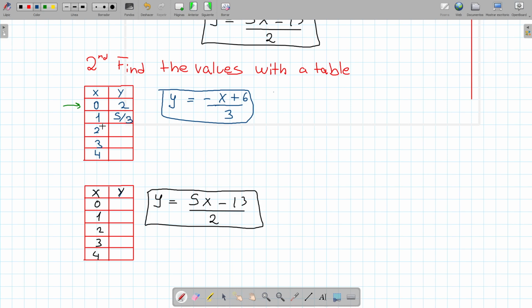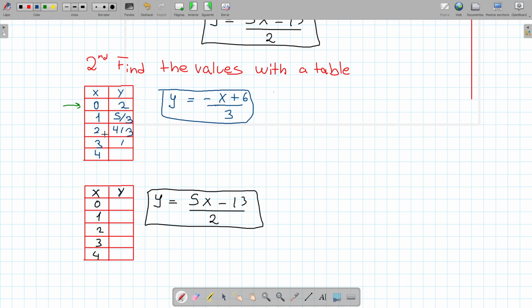If I replace the value of 2, I will have minus 2 plus 6 divided by 3. Minus 2 plus 6 is just 4, so I will have 4 divided by 3. Again, it is just a decimal value, not very comfortable to work with. And then, if I replace the number 3, I have minus 3 plus 6 divided by 3. This is just 3 divided by 3, which will be 1. So it's a very comfortable point to plot into the graph.